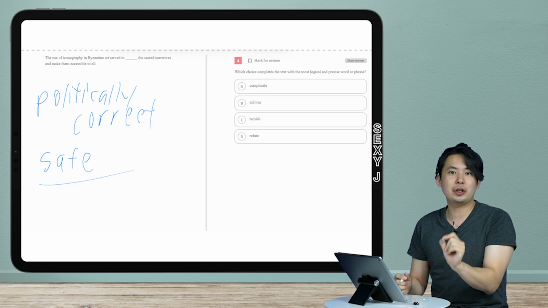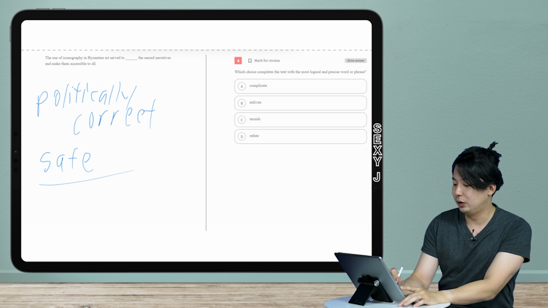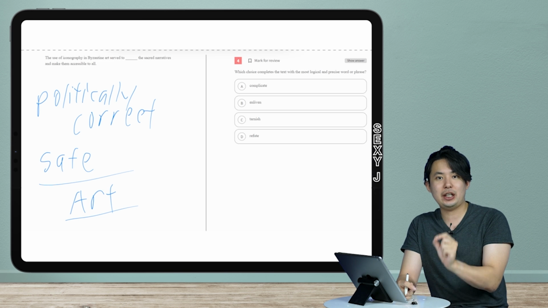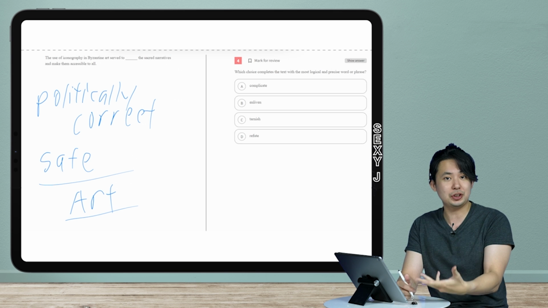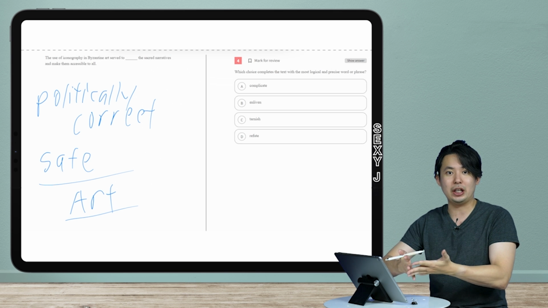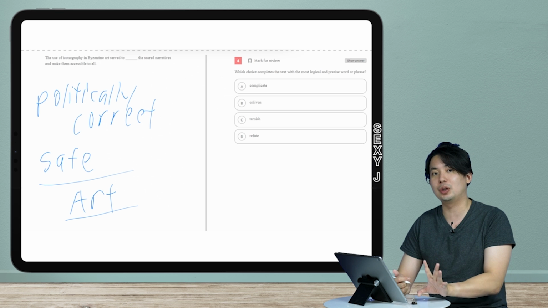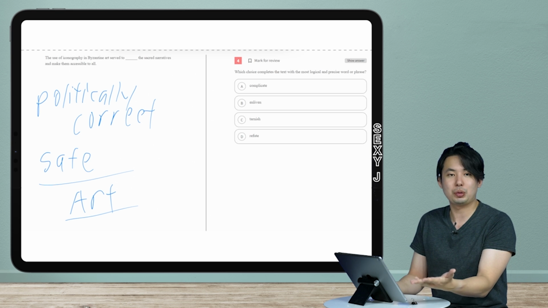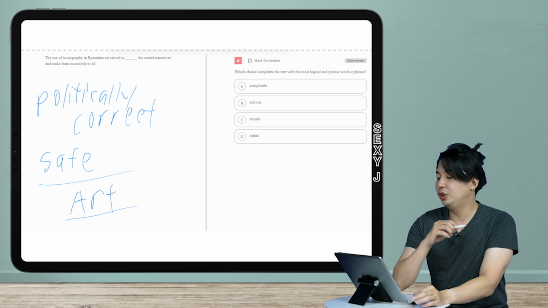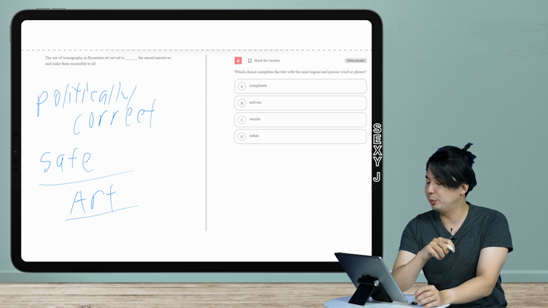So that specifically applies to this. Whenever I have any type of mention of art, I am being positive, I am being appreciative, I am praising that art. And this probably sounds familiar if you guys have been watching my videos. So how does that apply to a vocab question? So let's look here. This is a shorter question because it's vocab. The use of, I can't even pronounce that word, iconography? Yeah. By Byzantine art served to blank the sacred narratives and make them accessible to all.